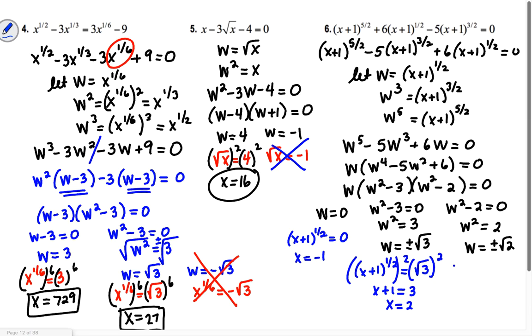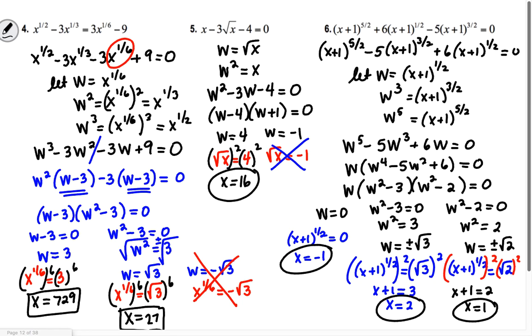And then same thing over here. So I have x plus 1 to the 1/2 equals square root of 2. Square both sides. So I get x plus 1 equals 2. So x equals 1. Those are your 3 answers: 1, 2, and negative 1. Done.